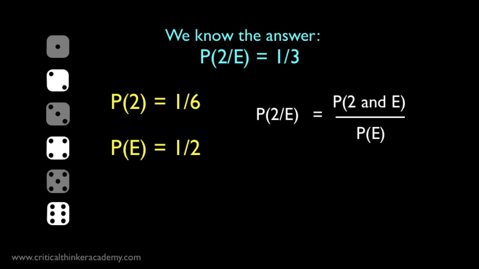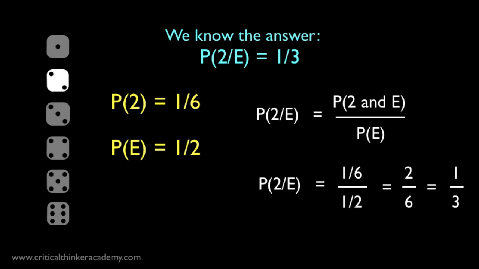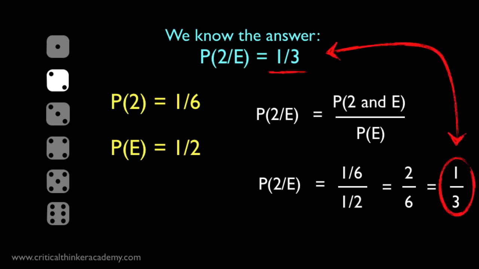The question we want to ask is this: how many possible dice rolls are there when the dice roll is both a 2 and even? Answer: just one. Rolling a 2 is the only dice roll that is both a 2 and even, and the probability of rolling a 2 is just 1 in 6, right? So now we have our numbers. The probability of rolling 2 and even is 1 in 6, since there's only one dice roll that satisfies this condition. The probability of even is 1/2. 1/6 divided by 1/2 is the same as 2 divided by 6, or 1/3. And this is indeed the answer that we figured out just by inspection.